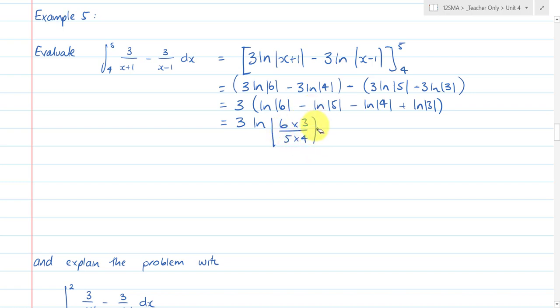If we subtract, then we divide, and if we add, then we multiply. And of course, we don't need the modulus anymore because it's just a number and we know it's positive. So we get 3 log of 18 over 20, which I'm going to say is 9 over 10. So there's our solution, and it's a definite integral, so we don't have to worry about a plus c either. And that's as simple as we can make that without maybe splitting it back up into multiple logs.